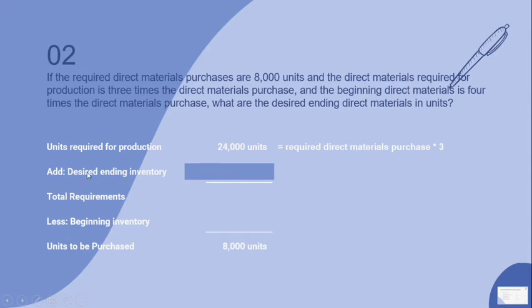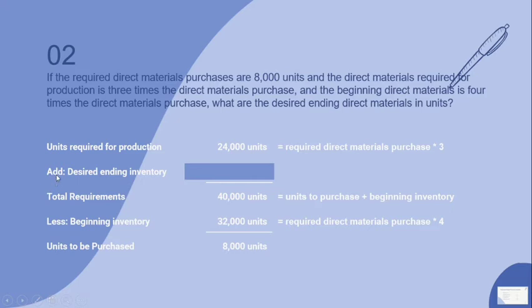Then, before going to the desired ending inventory, we go to beginning inventory. Beginning direct materials is 4 times the direct materials purchase. So, 8,000 times 4, we have 32,000. Then we add those two, the beginning inventory plus units to be purchased. It is less in the schedule above, so it should be added. That is what we call working back. So, units to purchase plus 32,000 beginning inventory, we have 40,000 units.